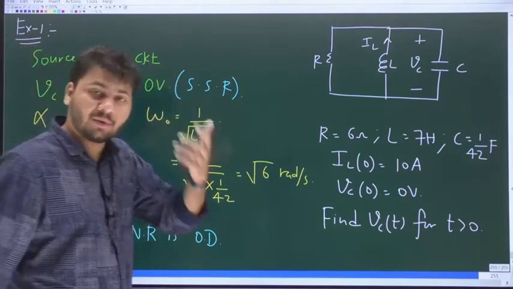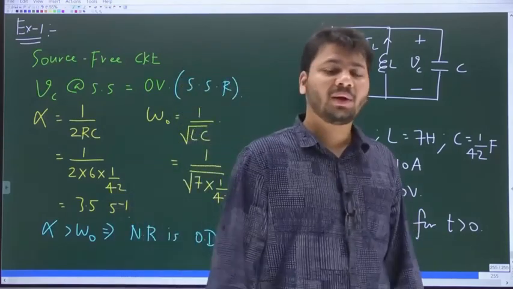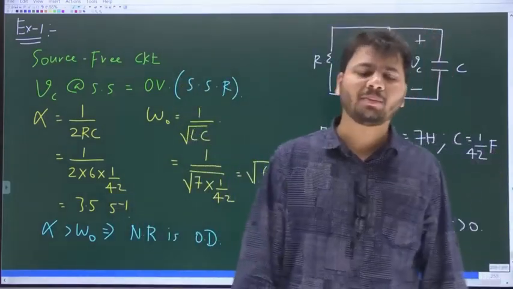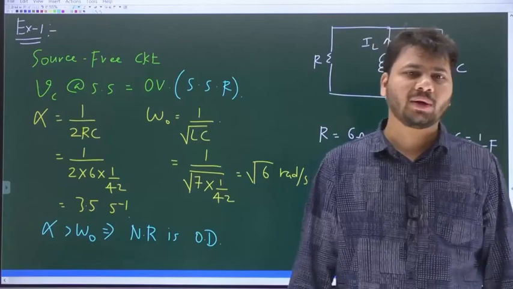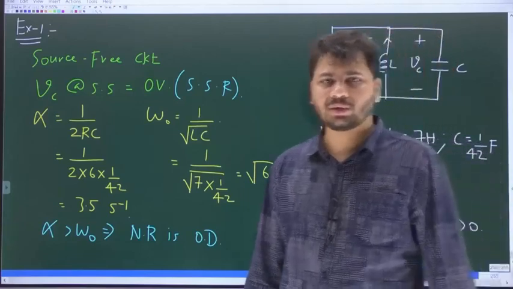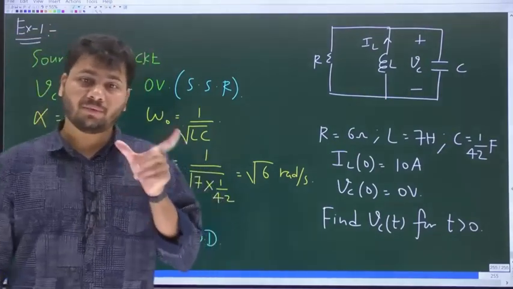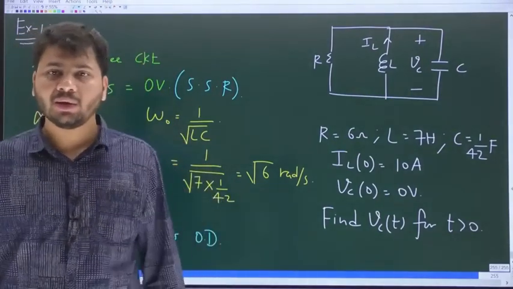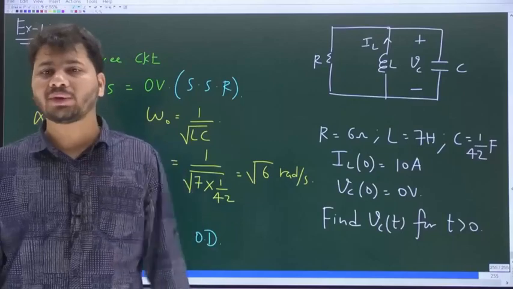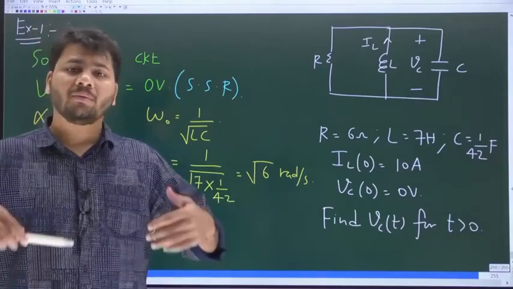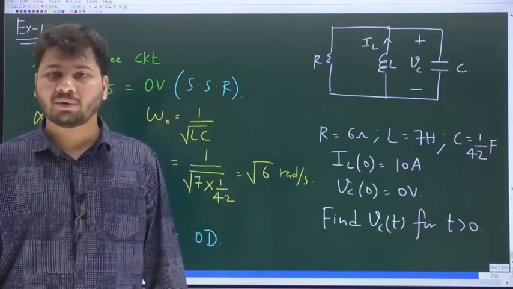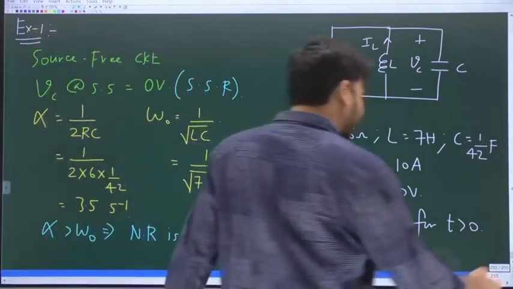Now, what is the form of the overdamped natural response? Is it not the form A1 e power S1t plus A2 e power S2t? So, before you write the natural response, you should find the values of S1 and S2, which are the two roots of the characteristic equation, which also happen to be the two poles of the circuit. Okay.